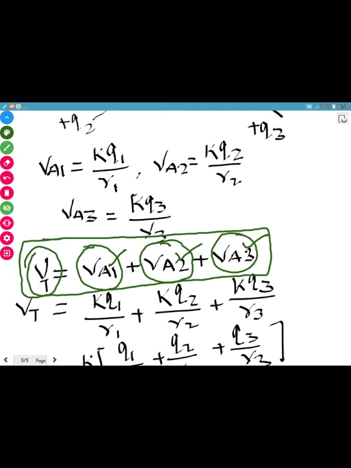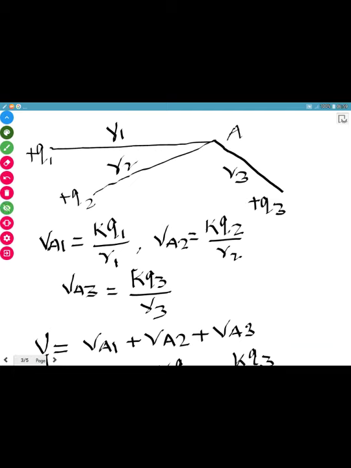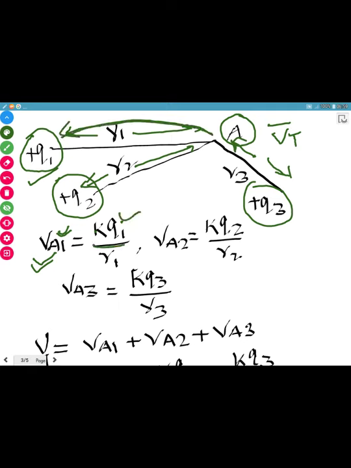So how can we find the total potential? Here you can see that there are three charges, Q1, Q2 and Q3, and we need to find the voltage at A. Q1 is R1 distance away from point A, Q2 is R2 distance away, and Q3 is R3 distance away from point A. Then the potential at A due to charge Q1 is given by K multiplied by the source charge Q1, divided by the distance between A and Q1, that is R1.